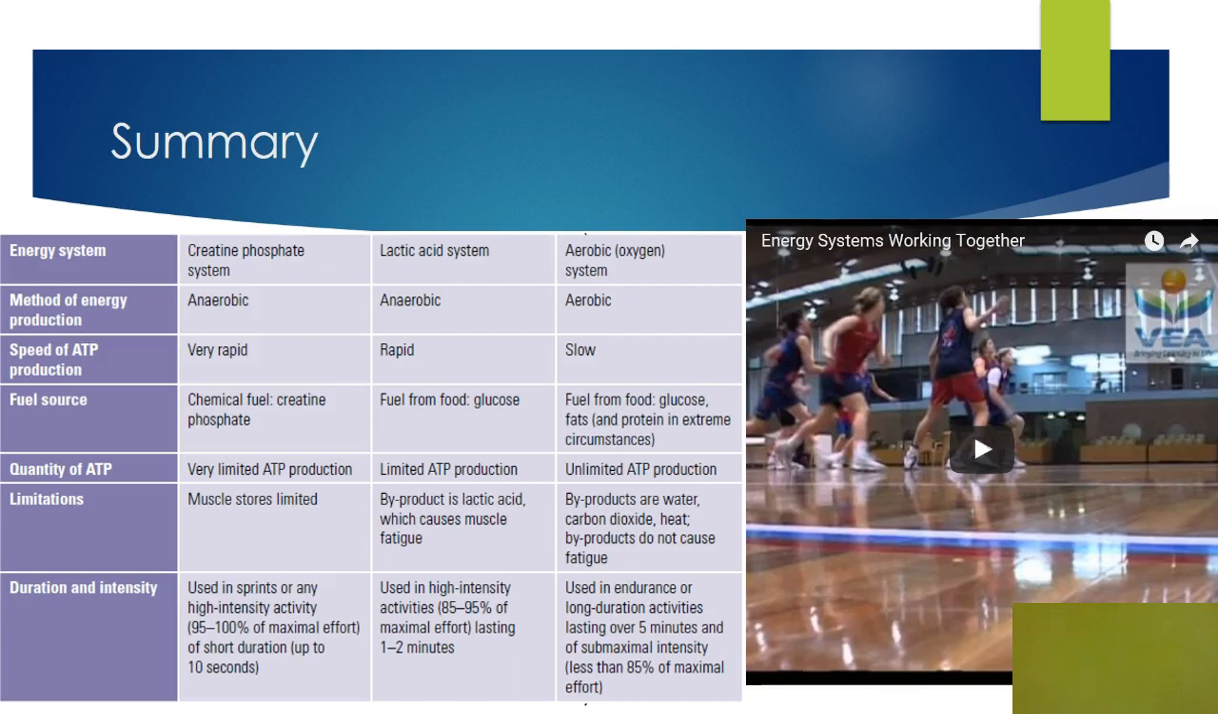Limitations, byproducts are water, carbon dioxide, heat, etc. The limitations are not as significant as the creatine phosphate and lactic acid system. And duration and intensity, it's used in endurance or long duration activities lasting over 5 minutes, where there's that intensity of maybe less than that 85% of a maximal effort. So when we're looking at touch football, think about maybe a wing player just sort of running or jogging up and down, and pretend they haven't got the ball. They're just cruising up and down that sideline.